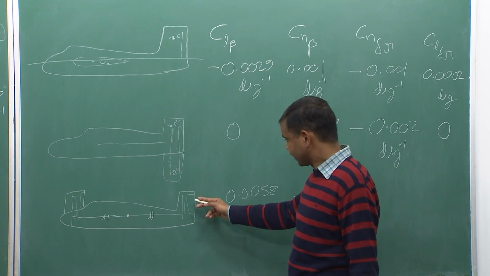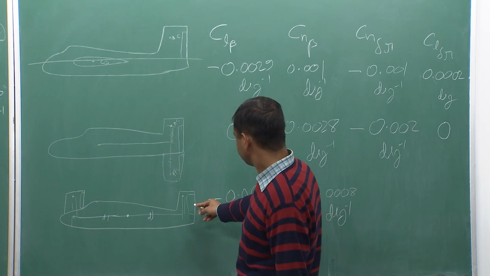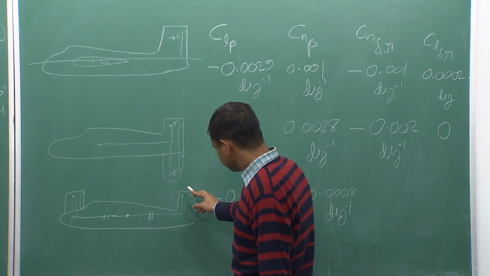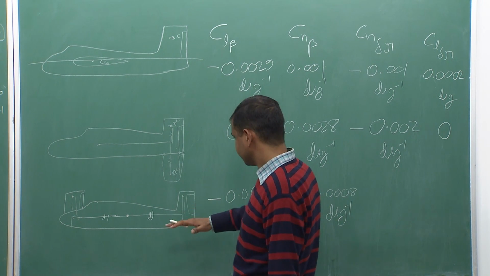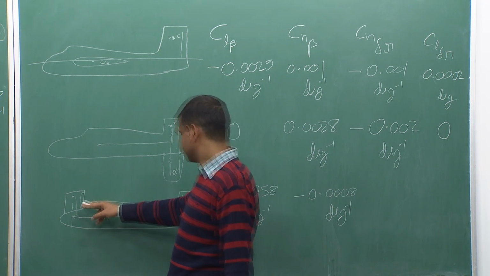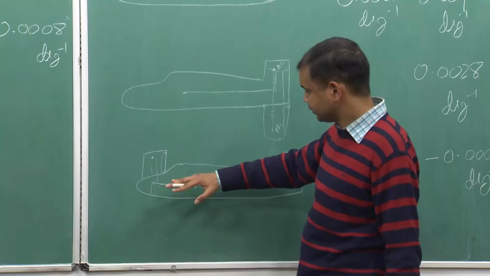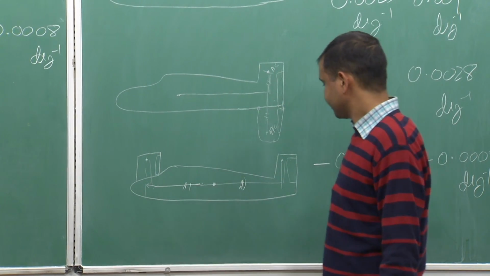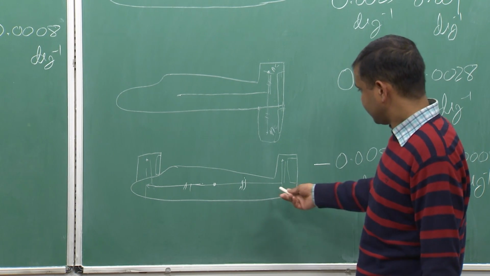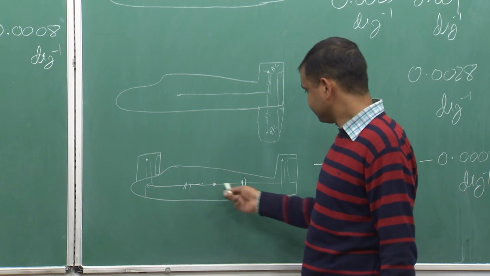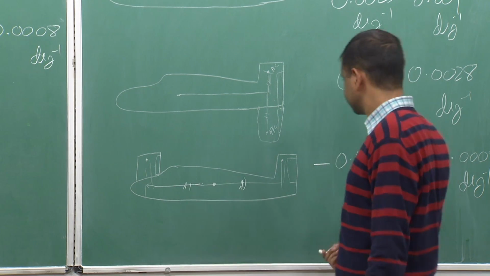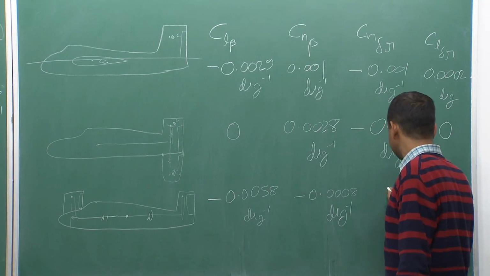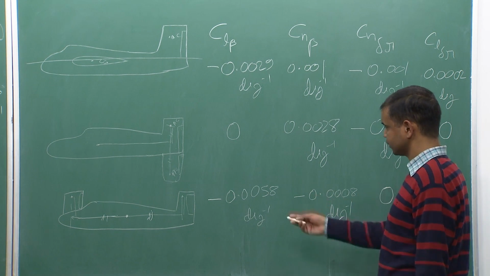Coming to the Cn delta r, for the positive deflection of the rudder, this surface had a tendency for negative yaw, and this surface will have a tendency for the positive yaw, and this moment arm is the same for both surfaces. So, their net will become 0. So, this derivative will become 0 for this configuration.